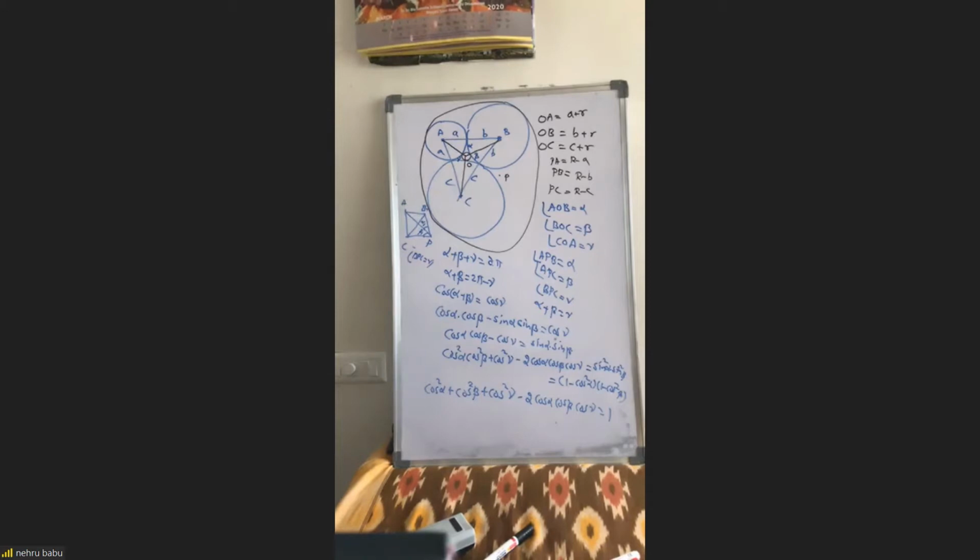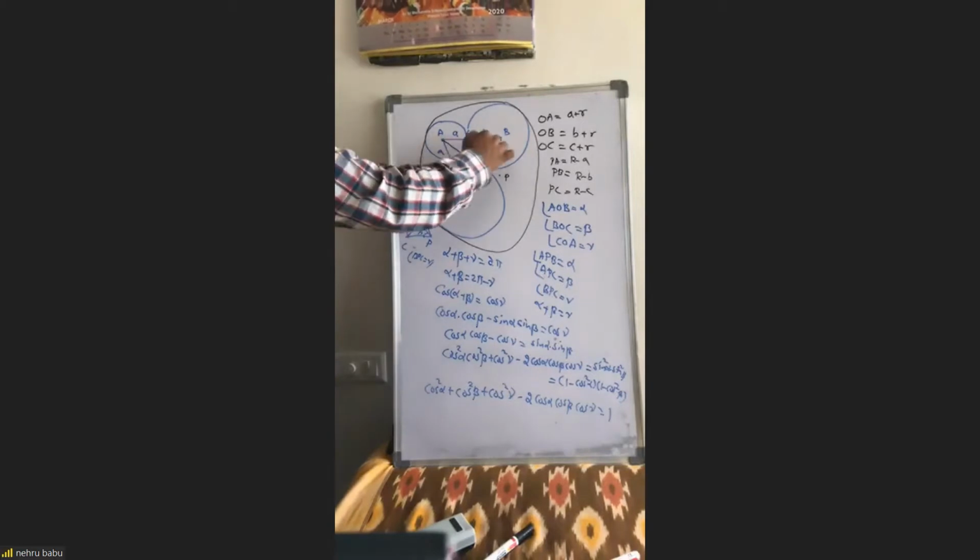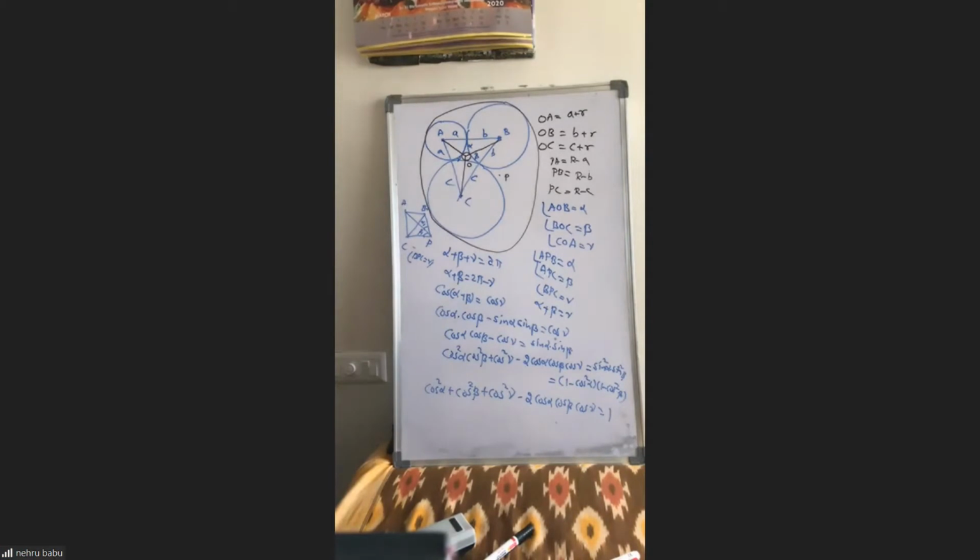Sir, in tan terms, how to write, sir? After tan alpha by 2, what should we write? Tan alpha by 2 value we will find with the help of this OAB triangle. In this OAB triangle, tan alpha by 2 you can find. From cos alpha only, no, sir? Yeah, from cos alpha you can find directly with half angle formulas. Okay, sir. Half angle formulas.